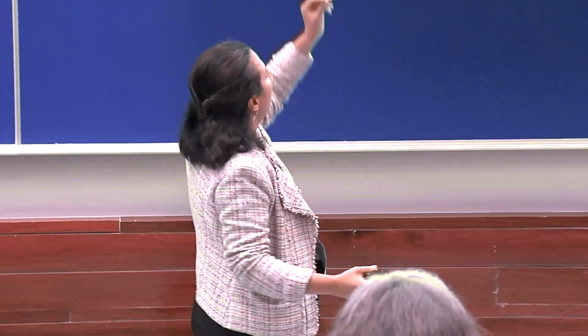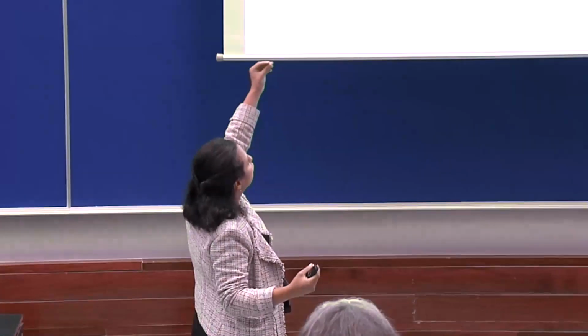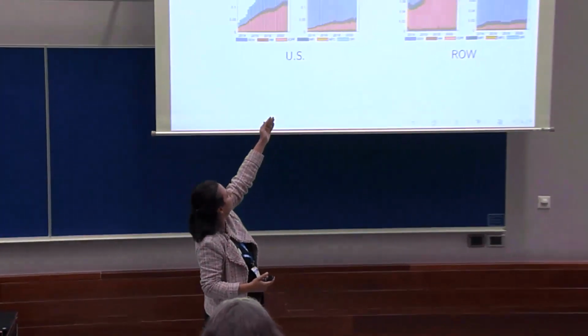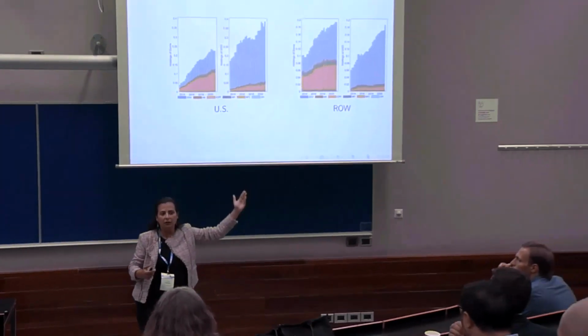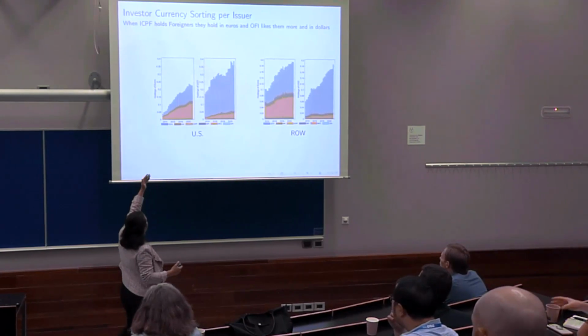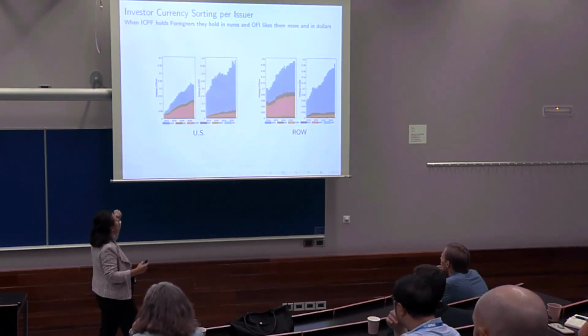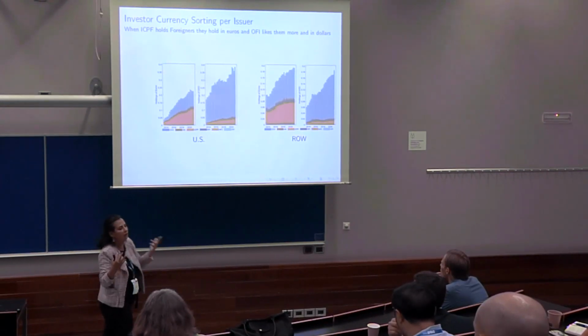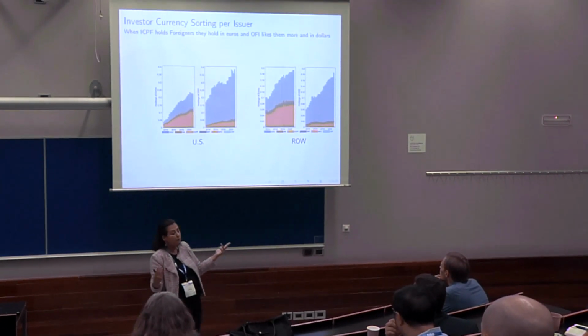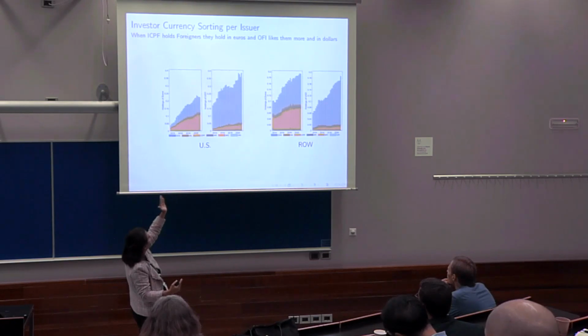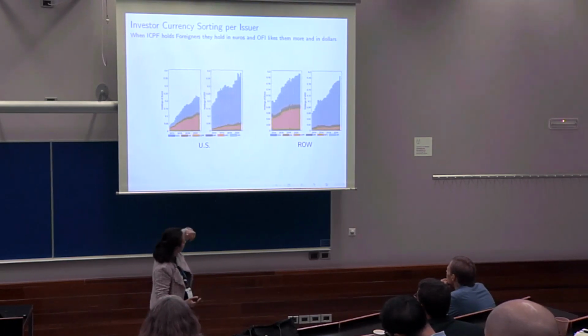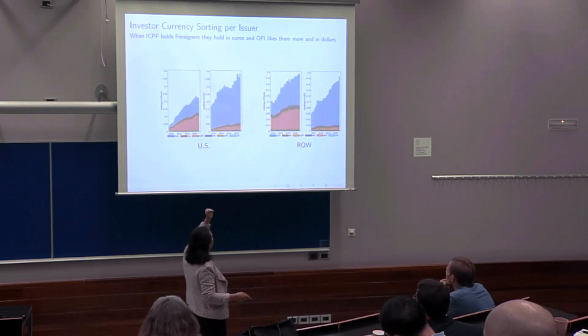For US issuers, so these are US firms, it looks like mutual funds have a strong preference for holding them in US dollar denomination, but insurance companies and pension funds really have this preference for holding in euro denomination. So this is foreign currency for these firms. And this preference actually has been growing throughout our period. Now, the figure for the rest of the world is the same.